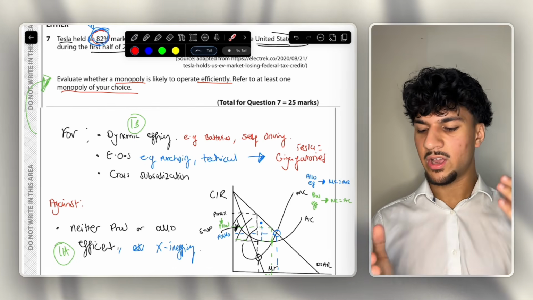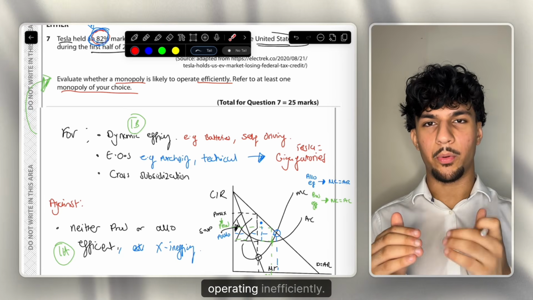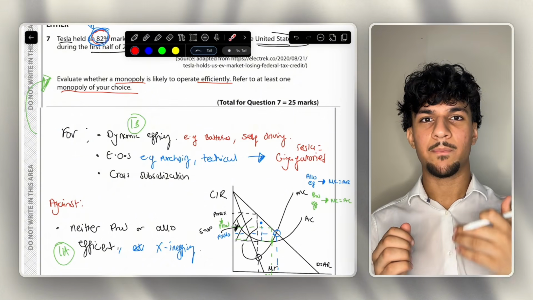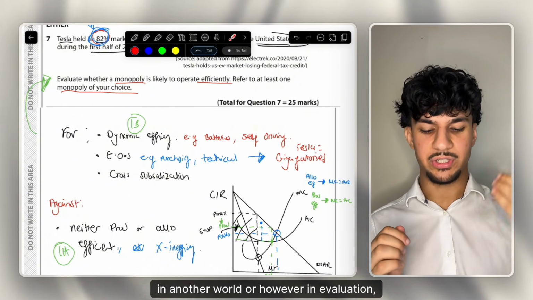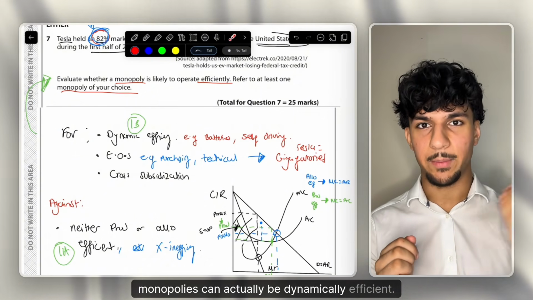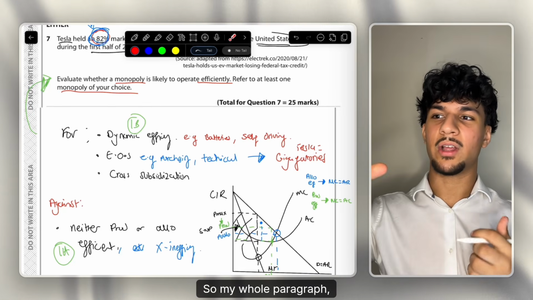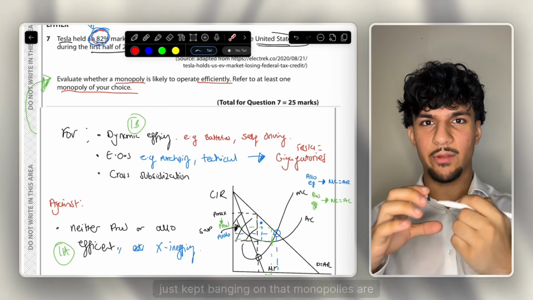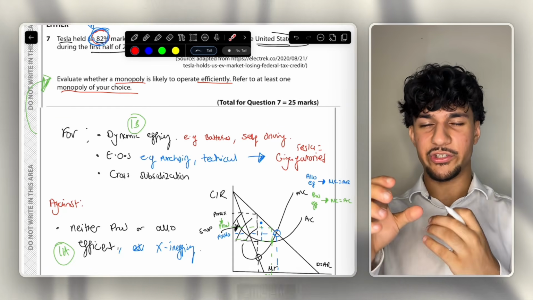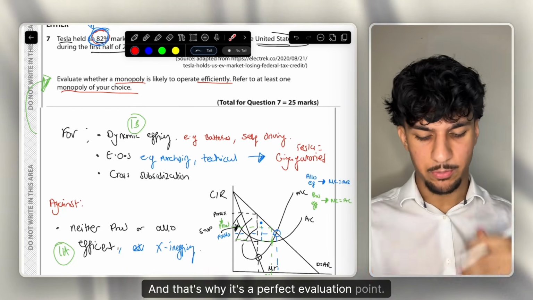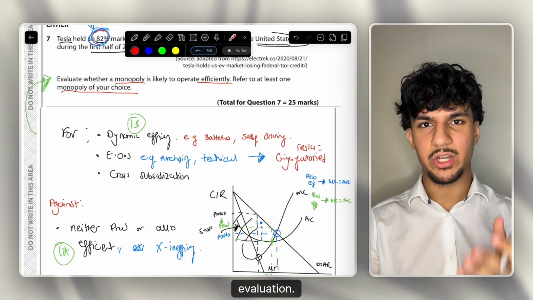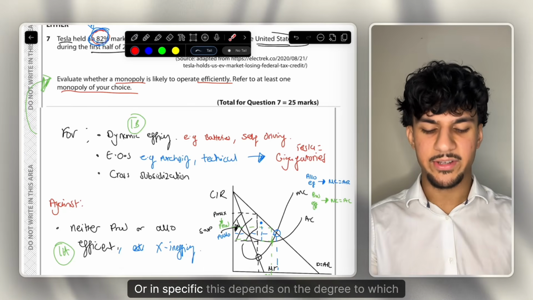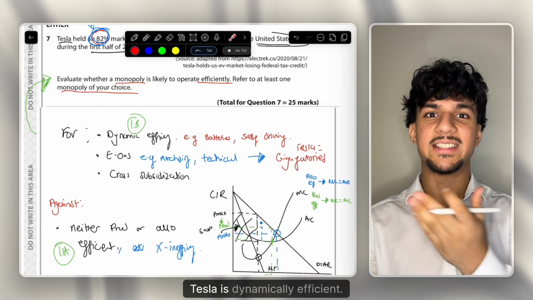So in my whole paragraph, I've been talking about how monopolies are operating inefficiently, but then I'm going to evaluate this by saying, however, in evaluation, monopolies can actually be dynamically efficient. So my whole paragraph, there's a constraint of my entire paragraph. I've just kept banging on that monopolies are inefficient, but then I've evaluated by saying they're efficient, and that's why it's a perfect evaluation point. So the way I'd word it is, however, in evaluation, this depends on the degree that a firm can be dynamically efficient. Or in specific, this depends on the degree to which Tesla is dynamically efficient.